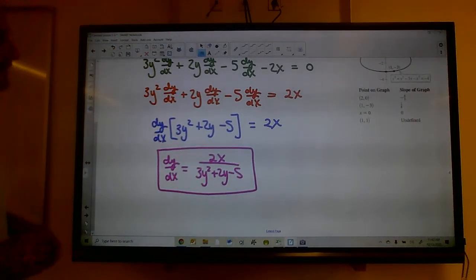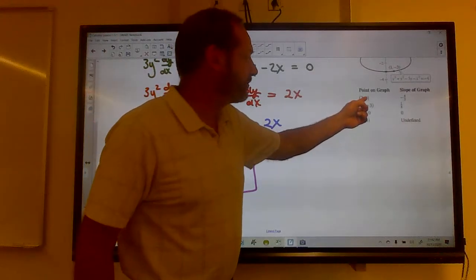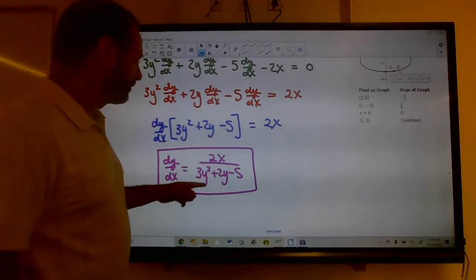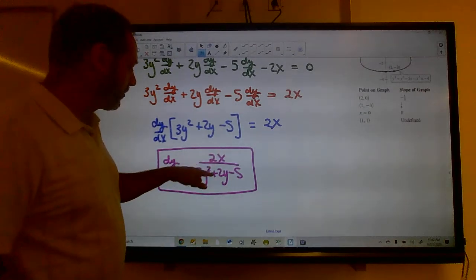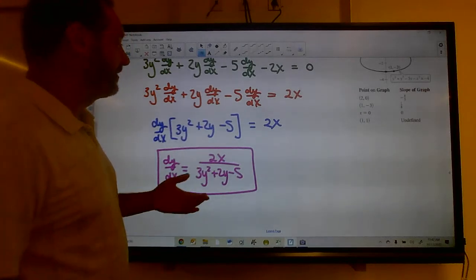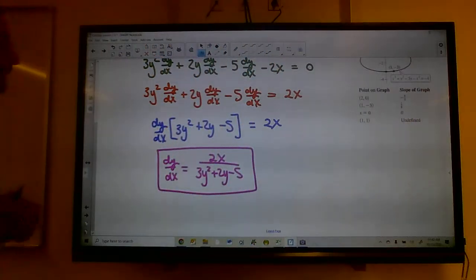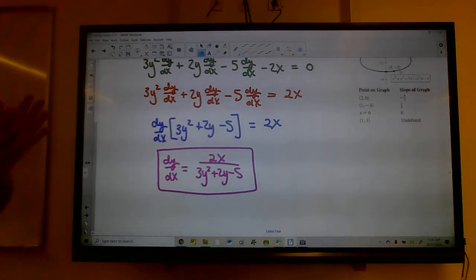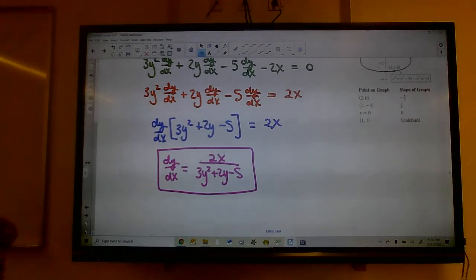Okay, and if I wanted to know what the slope was at, say, the point (2, 0), I would plug 2 in for x and 0 in for y, and I would get 4 over negative 5, which is negative 4/5. There's the slope of the graph. So, piece of cake at that point. I can find the slope at any point by plugging in the x and y coordinates of the point on the curve.